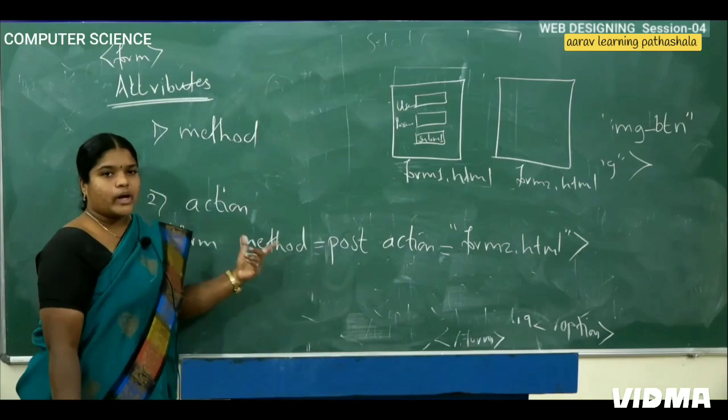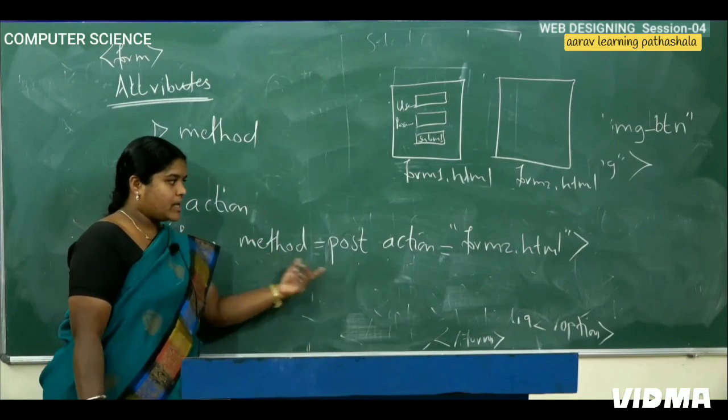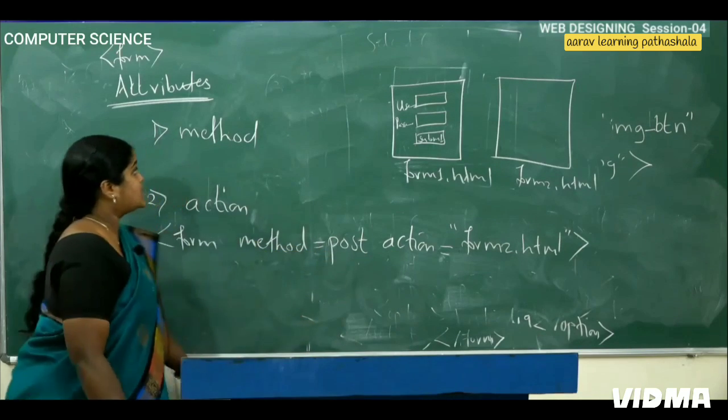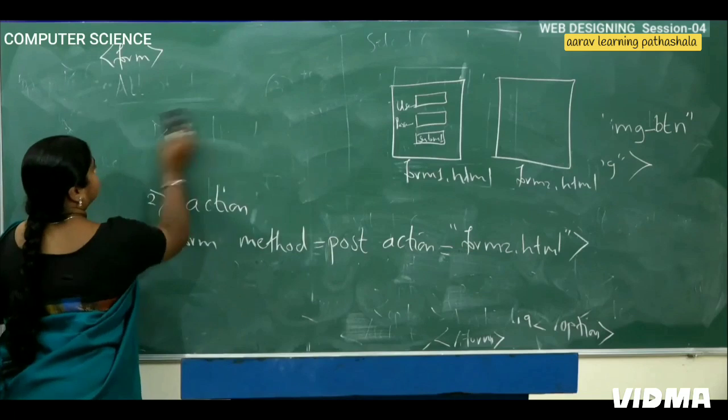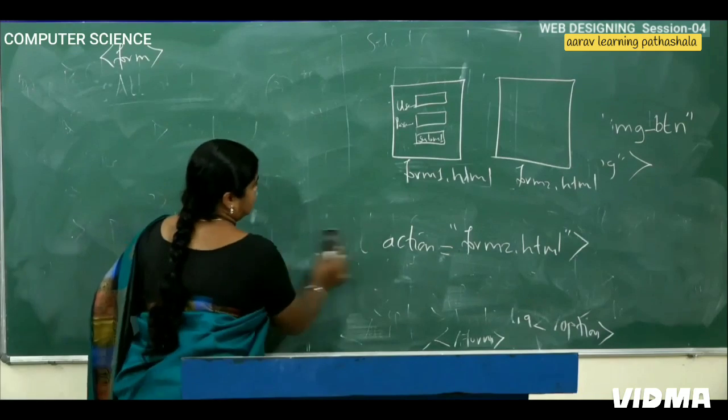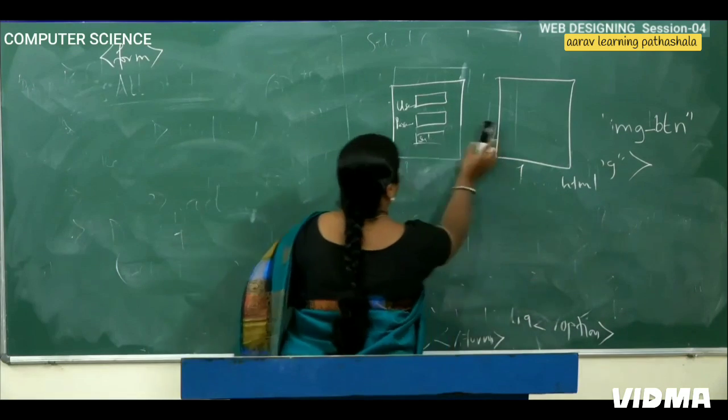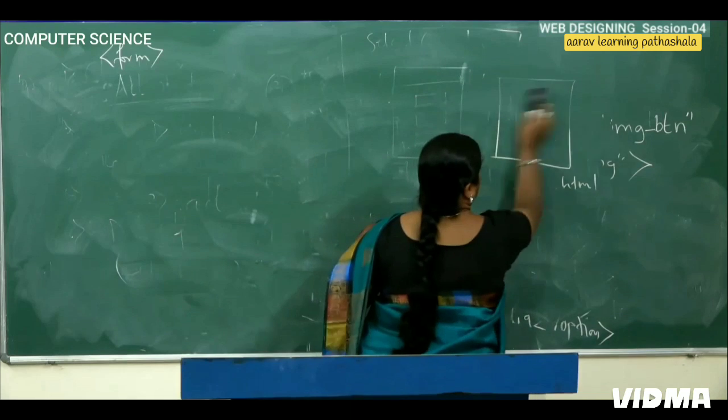So the two important attributes are which ones? Method and action. So let's take an example. Let's take a simple example of how the form tag actually works.